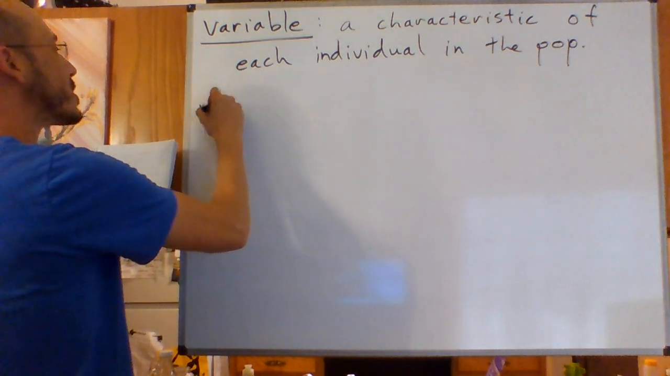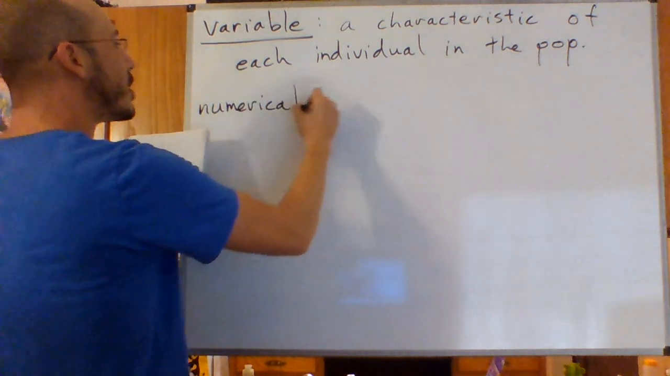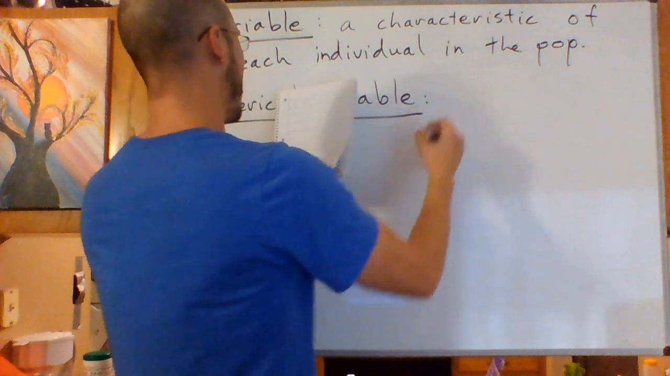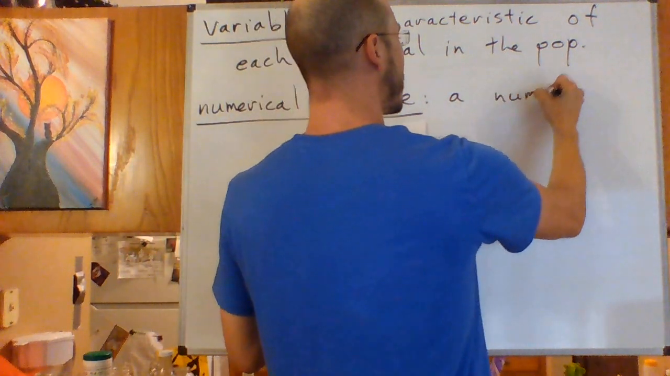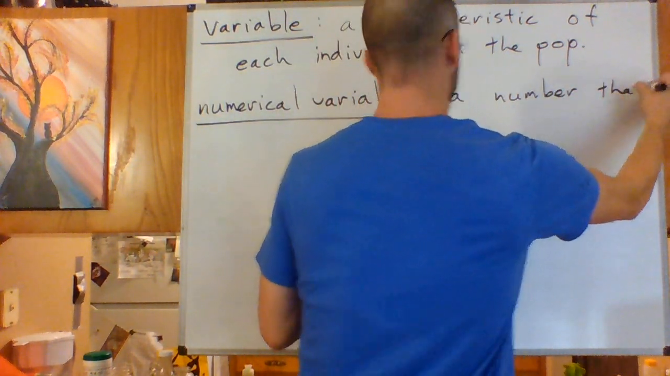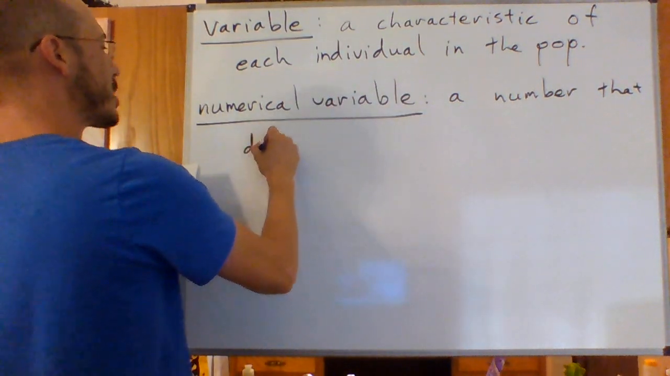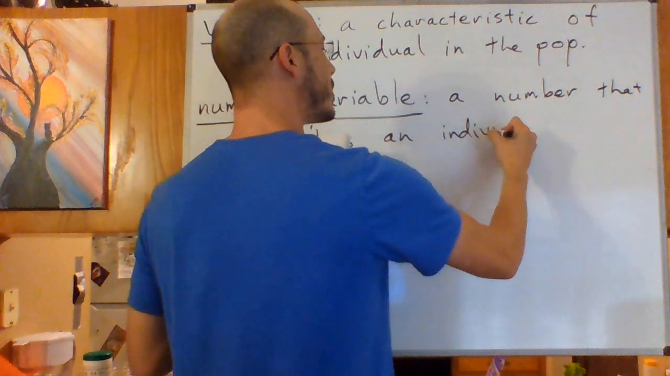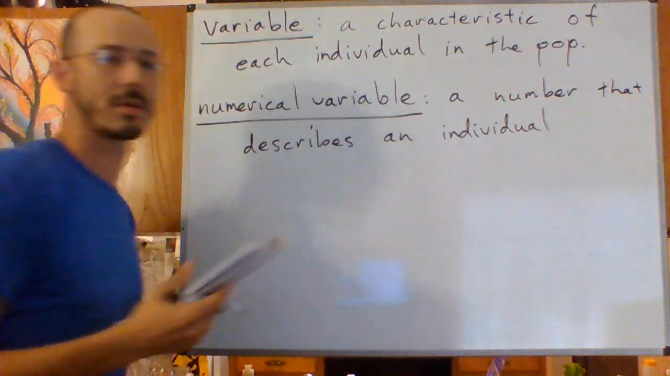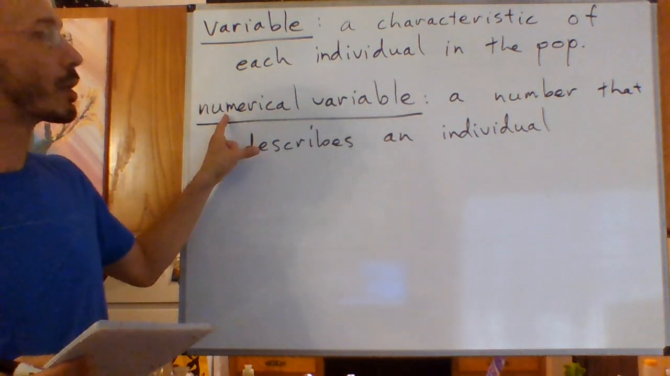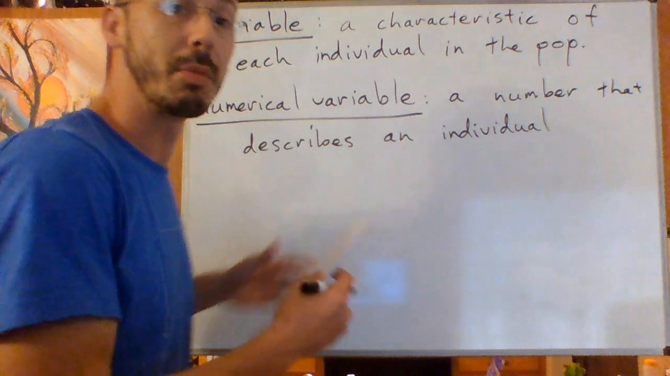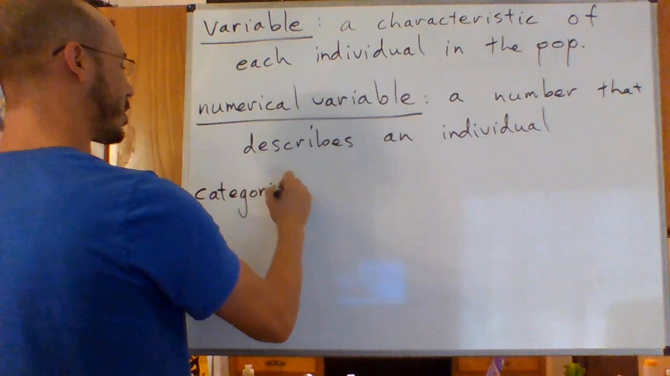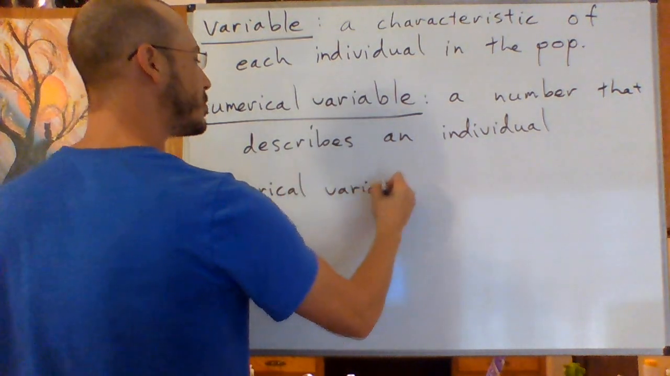Now, there are two types. Numerical variable, a number, that describes an individual. So, numerical, number, it's a number. But contrast that with a categorical variable.